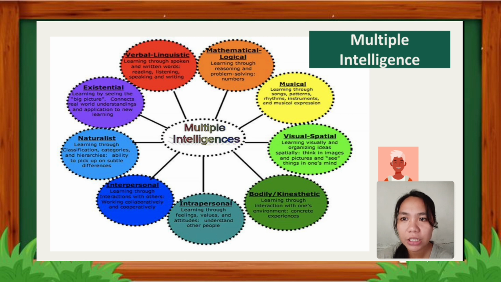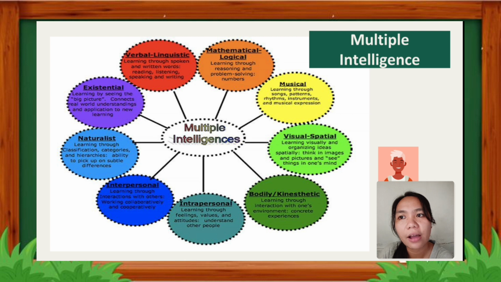Next, we have the intrapersonal. They learn through feelings, values, and attitudes in order to understand other people. When we say intrapersonal, it is within ourselves, they are the self-smart. They take ownership of their own learning. And next we have the interpersonal. In contrast, the interpersonal are the people smart. They learn through interactions with others, by working collaboratively and cooperatively with one another.